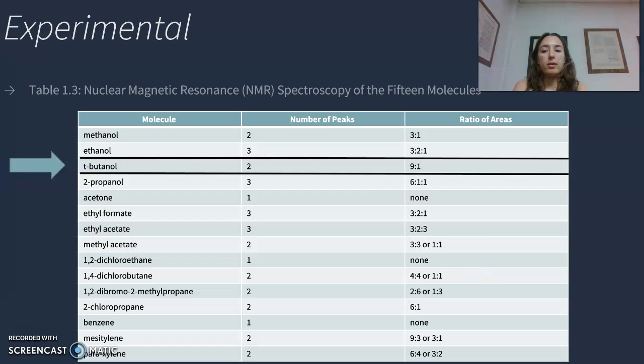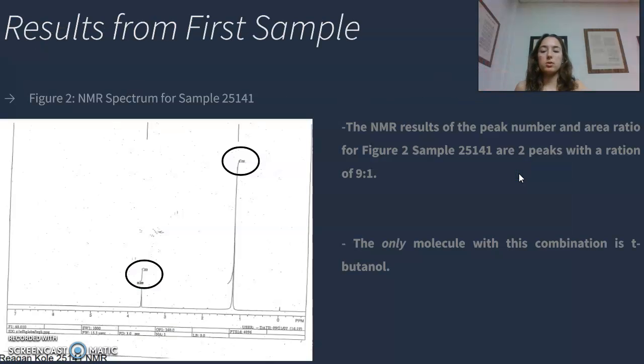Now, another table we had to fill out was the NMR spectroscopy of the 15 different molecules. So all 15 molecules are here, and as labeled, T-butanol was found in my NMR sample spectrum for sample 25141. So this is my NMR spectrum as circled. Those are the area ratios, and that ratio is 9:1 with the 2 different peaks. So going back to the previous table, there was only one molecule with this combination, and that was T-butanol.